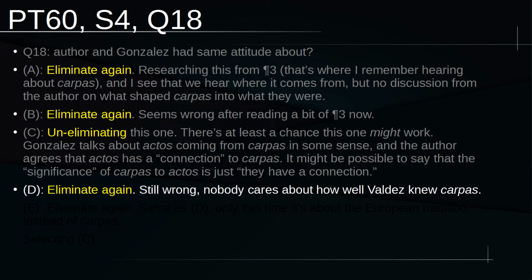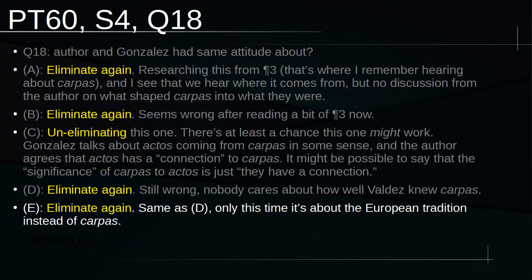And again, I reread paragraph 3, at least the latter half of it, to research answer choice A, and there was nothing about how well Valdez actually knew Karpas. I think the presumption is that he was familiar, given that he worked with, supposedly at the end, Karpas and European tradition, but Octos was still something entirely separate or distinct from those two things. So there's an implication that he knew, but again, there was no discussion of it, so there's really no support for D. And mercifully, E also seems to mess up its second chance.